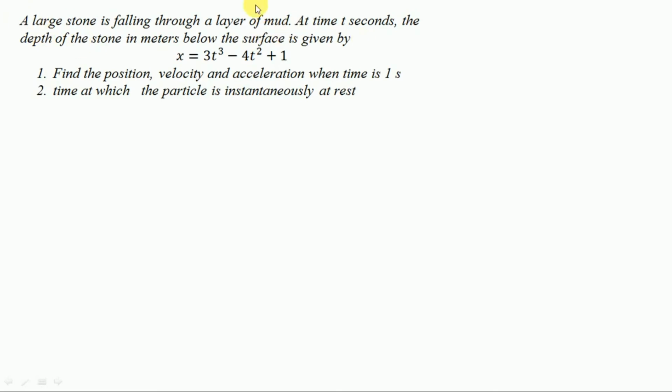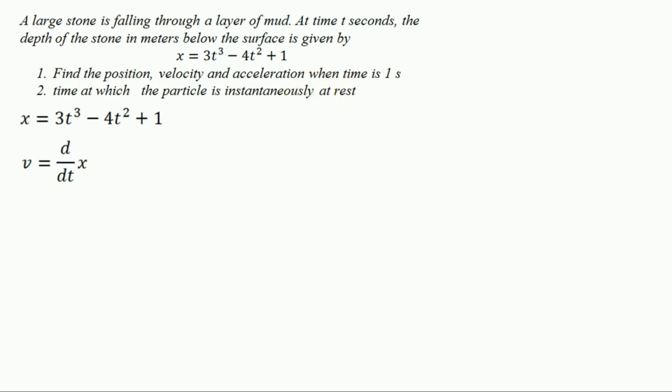The motion of a stone is given by x is equal to 3t cube minus 4t square plus 1, and t is time in seconds and x is in meters. So we have to find the position, velocity and acceleration of this particle after 1 second, and we have to find the time at which instantaneous velocity is 0, so the object is at rest.